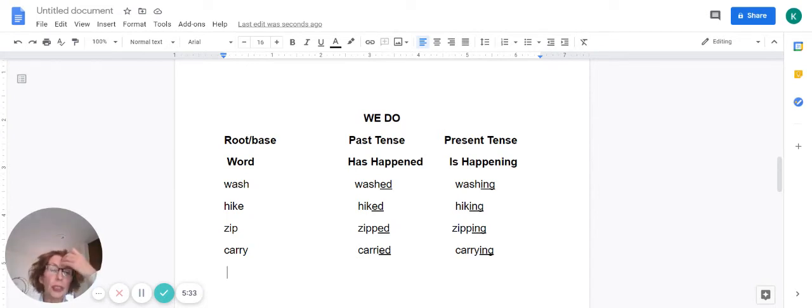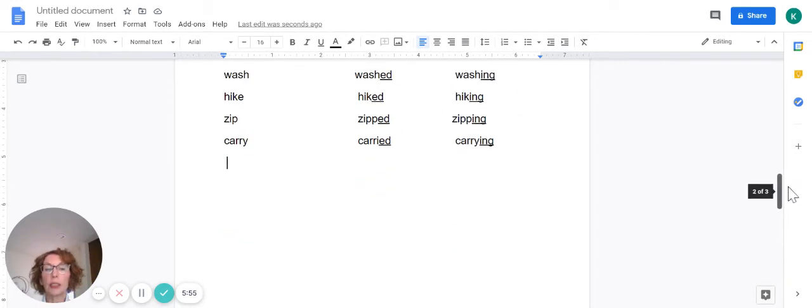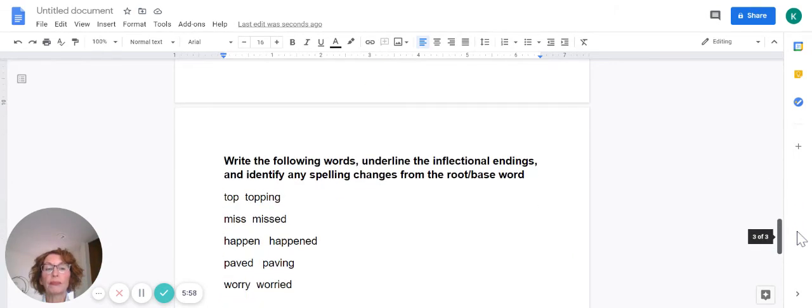Again, take a look. Is there any change in the spelling of the root word when we added either ed or ing? Well, I noticed here we applied the rule, drop the y, or change the y to I and add ed, and we have carried, C-A-R-R-I-E-D.